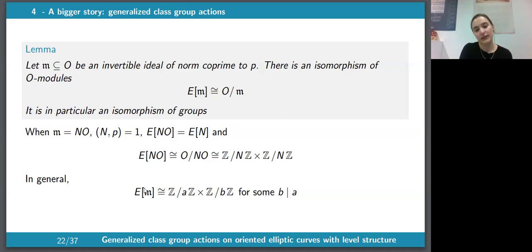More generally, we have that the M-subgroup of E is isomorphic to Z modulo A times Z modulo B for some integers A and B, with B dividing A, and really not just as a group but also as O-modules.